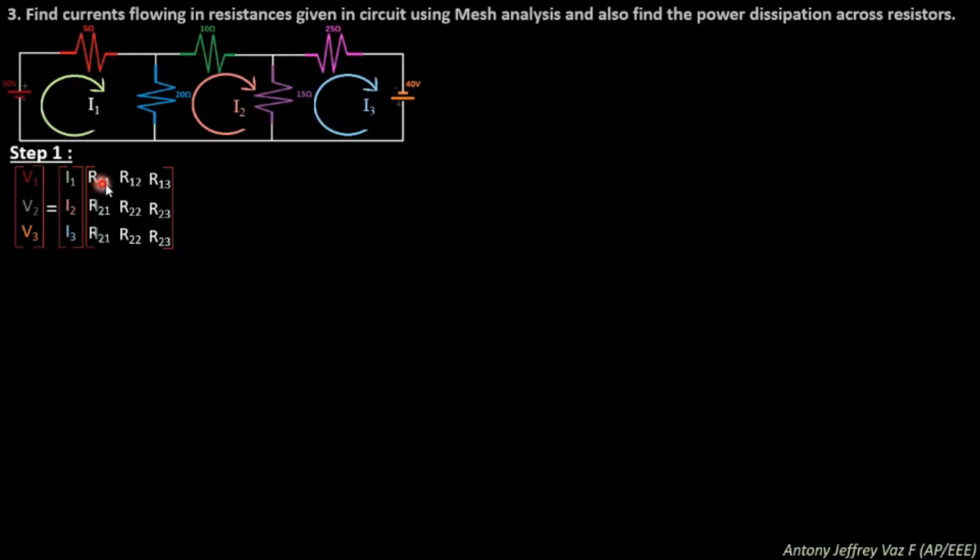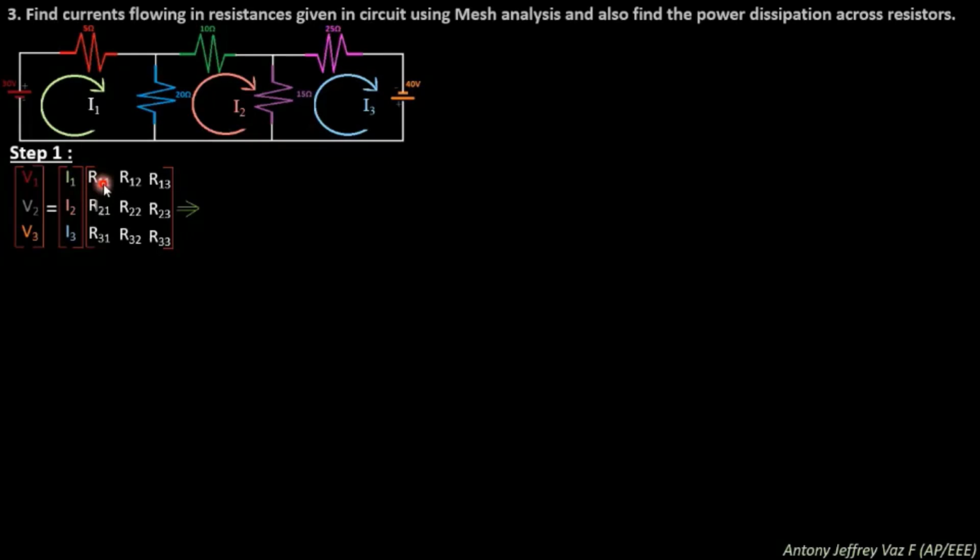Here R11, R12 and R13 represent the resistances of loop 1, whereas R21, R22, R23 represent the resistances of loop 2, and R31, R32 and R33 are the resistances of loop 3. Now you need to substitute all the values. For V1, the current across the battery is from the minus terminal to the positive terminal. You need to find the current I1, so make it as it is.